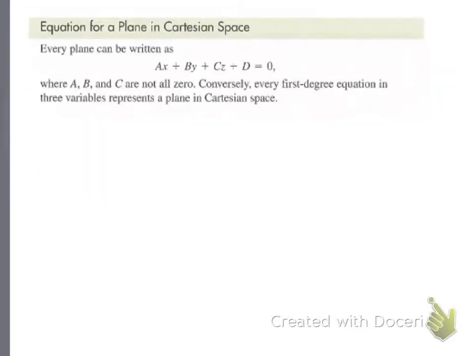Every plane can be written in this form. Now notice the equation equals 0, where a, b, and c are all not 0. Conversely, every first-degree equation in 3 variables represents a plane in Cartesian space. What that means is, if you have no exponents and you just have x, y, z, instead of drawing a line, you would have a plane because you're in 3 dimensions. In 2 dimensions, you'd have a line. In 3 dimensions, you'd have a plane.